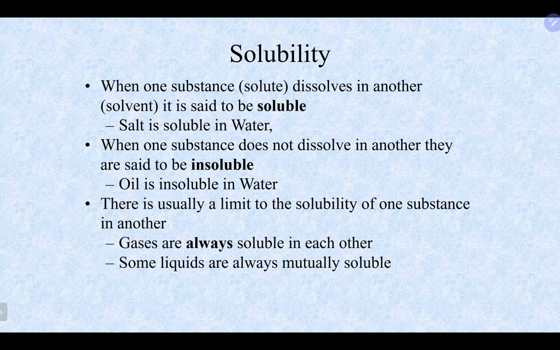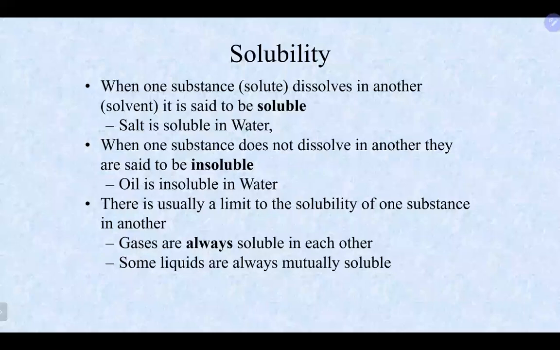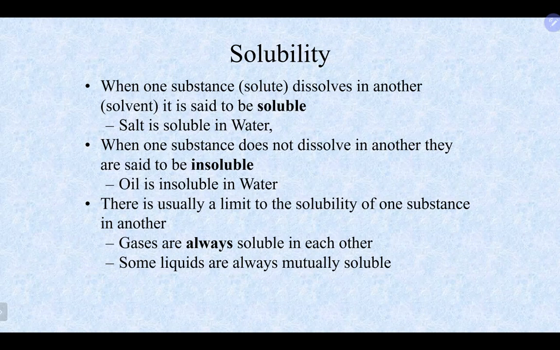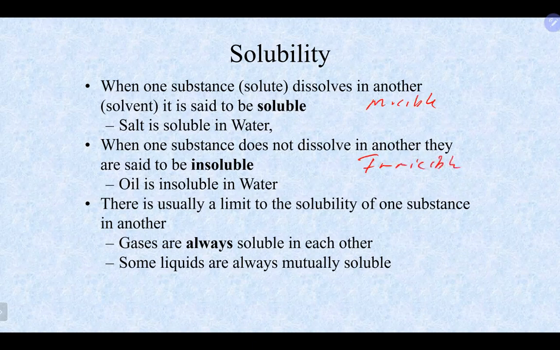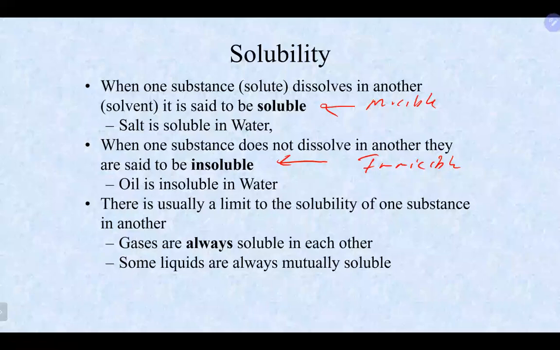Sometimes when people talk about liquids and liquids mixing together, they talk about being miscible or immiscible. So if something is miscible, that is basically two liquids that mix together and are soluble. If something's immiscible, it is insoluble. So miscible and immiscible relate to these two guys, and people use those terminologies for liquid and liquid interaction. Now, there is usually a limit to the solubility of one substance in another.